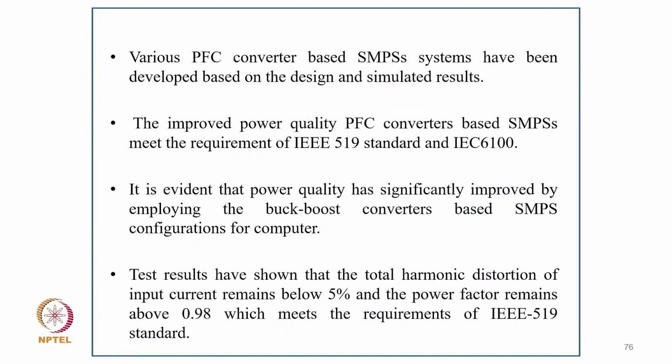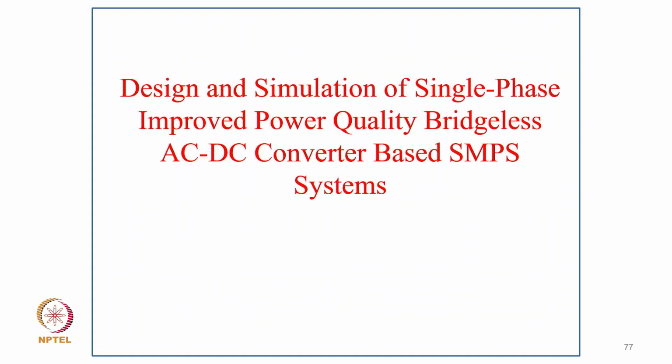So various PFC, power factor correction, converter based switch mode power supply systems have been developed based on the design and simulated results, and the improved power quality PFC based switch mode power supplies meet the requirements of the IEEE 519 standard as well as the IEC 61000 standard. It is evident that the power quality has significantly improved by employing the buck boost converter based switch mode power converter for computer power supply, and test results have shown that the total harmonic distortion of input current remains below 5% and the power factor remains above 0.98, which meets the requirement of the IEEE 519 standard.